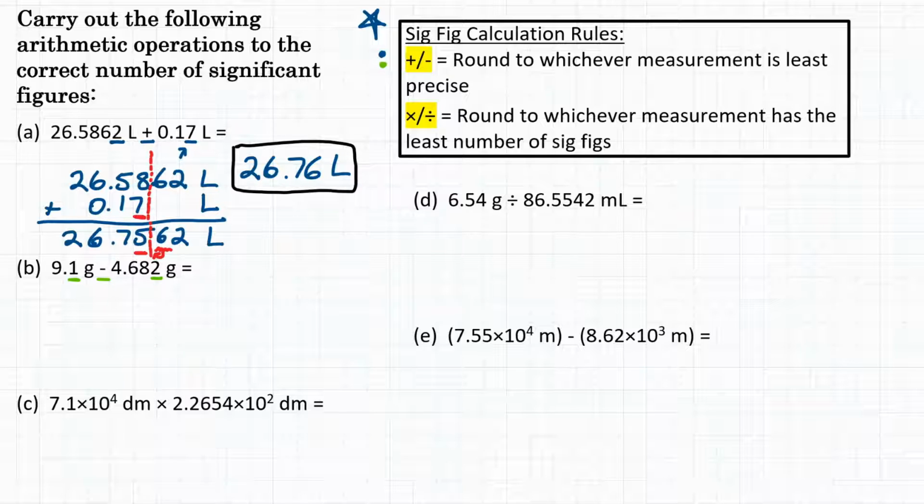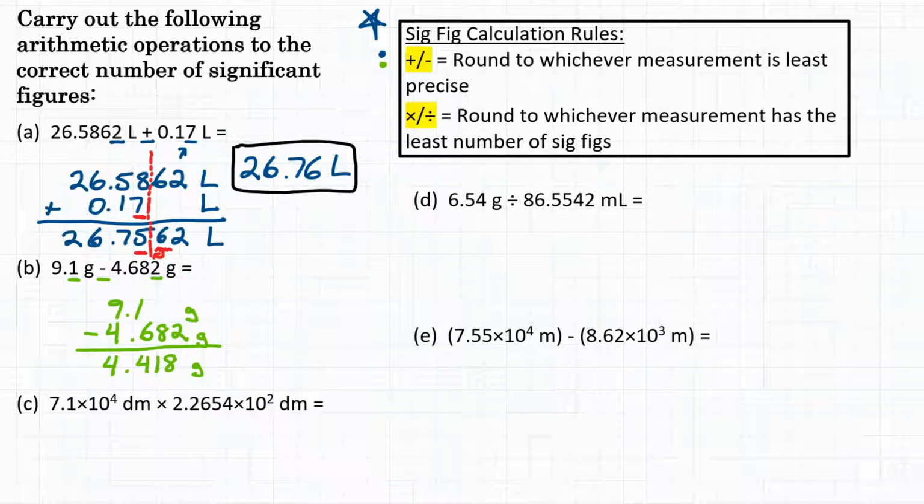So let's write these on top of each other like we did above. So we have 9.1 grams, and we're going to minus 4.682 grams. Okay, so that is the problem we're doing here. If you punch this in your calculator for an answer, you should get 4.418 and then units of grams. Okay, so that's what your calculator says, but our answer cannot be more precise than the least precise of our measurements. So again, let's draw that line.